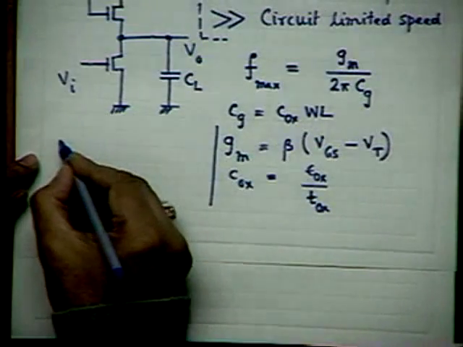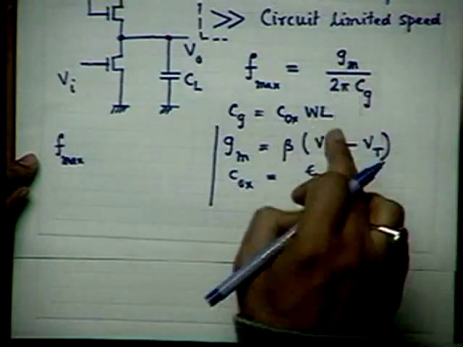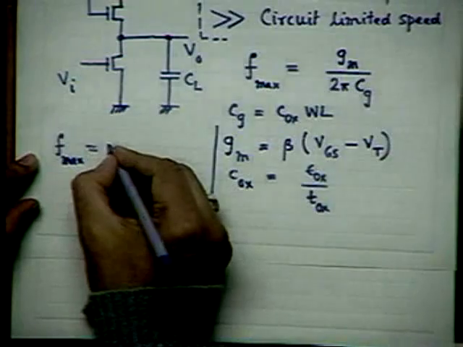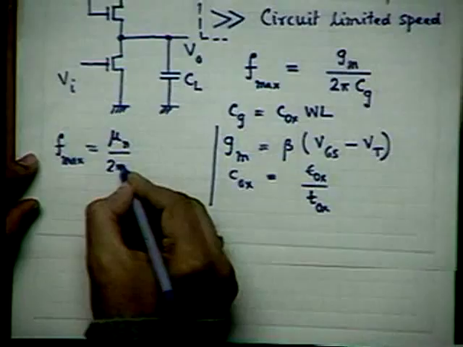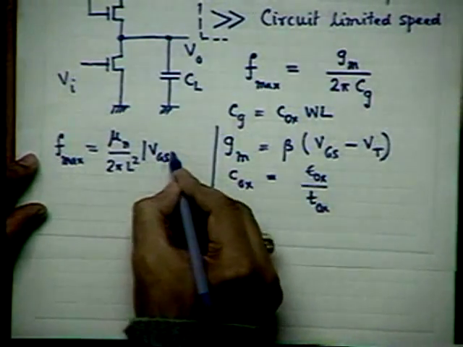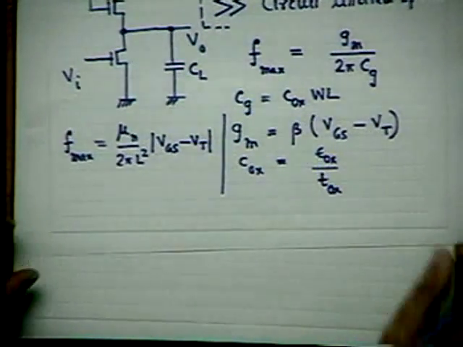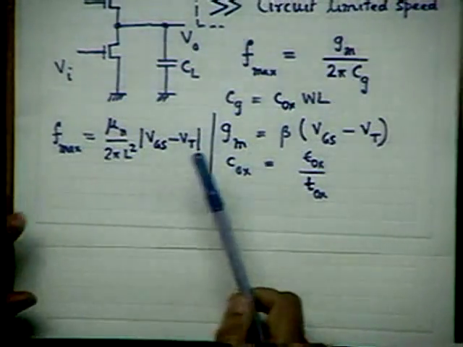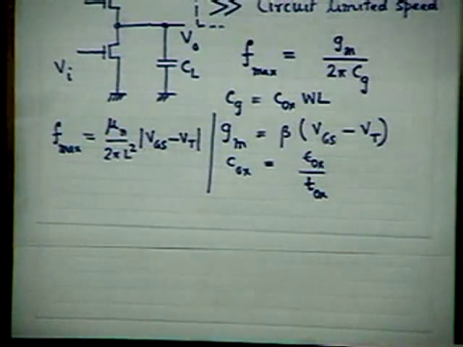we get F max is equal to, as well as the expression for beta, which I've already given you earlier, you get an expression which is something like mu n divided by twice pi L square into VGS minus VT. Mu n is the electron mobility in the case of n-channel inverters, n-channel MOSFETs. L is the channel length. If you substitute all of them, ultimately you get a result something like this.